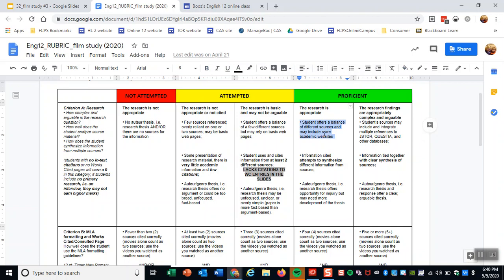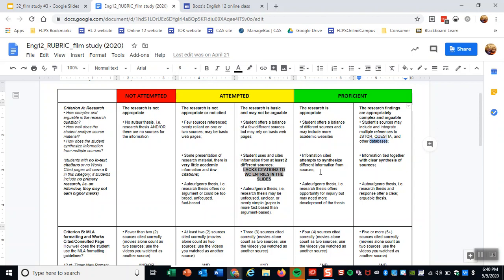The concept is that I want you guys to have some balance between some of the research that you've done. Hopefully you're not just reading things from Internet Movie Database or a lot of .com websites, but you're also able to use some academic websites. Obviously, as soon as you start moving into JSTOR or Questia or any databases, like you did with your research project, you're going to do that quite well. You'll meet these criteria quite well.